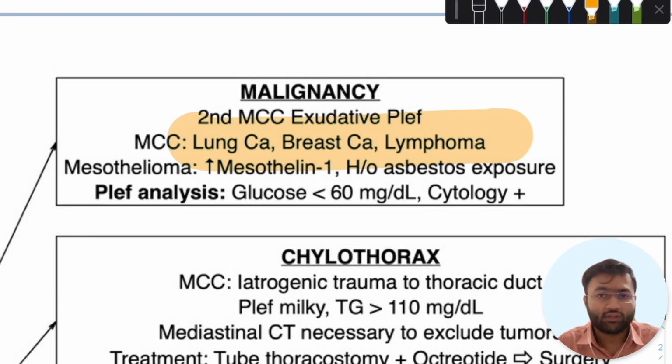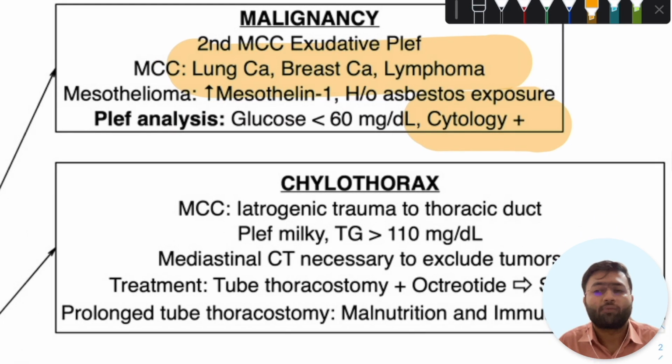If the cause is mesothelioma, generally there will be a history of asbestos exposure along with an increase in mesothelin 1. Pleural fluid analysis will reveal cytology that is positive for malignant cells, and glucose counts will be reduced because tumor cells will take up all the nutrition.